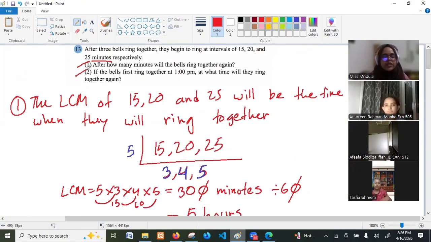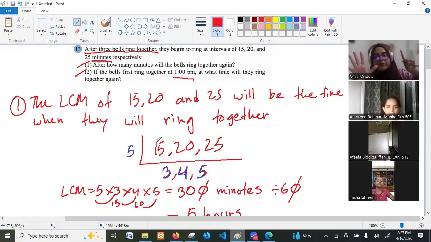Okay, let's read the second one then. In the first part they said that after 3 bells ring together, but they haven't mentioned when they rang together. Okay, 1 p.m., 2 p.m., 3 p.m., what p.m., we don't know. But in the second one, they said that if the bells first ring together at 1 p.m., at what time? Now, specifically, they want the time, not after how many hours or how many minutes. They want the specific time when they will be ringing together. We know that they will be ringing together after 5 hours. And now, when they have rung together at first, it was 1 p.m. So when do you think they will be ringing together? 1 p.m.